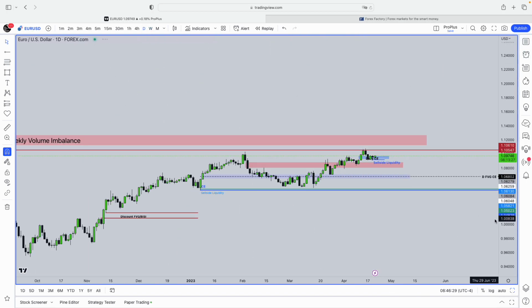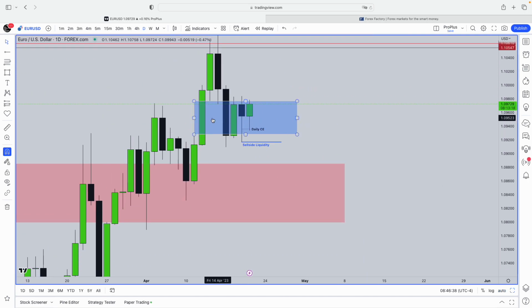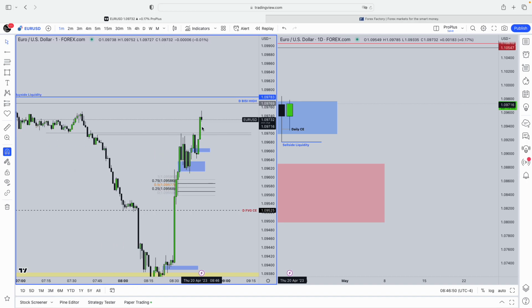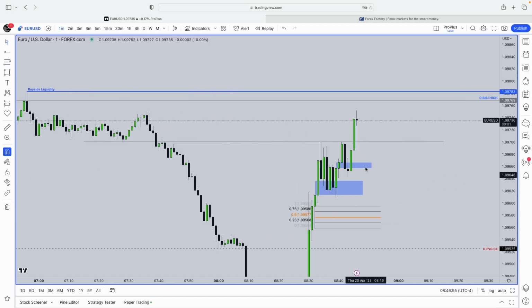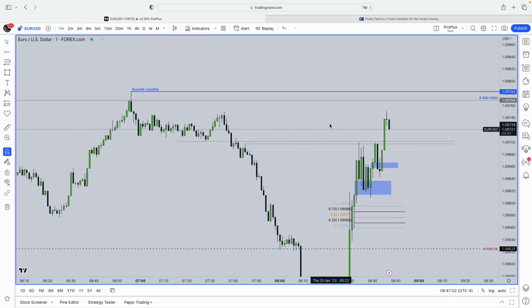We go into the daily. It's in this BISI, and it wants to break above. If we find again the consequent encroachment, which is on this one here, then price has respected this here. It's blasted through this, which shows that it is bullish, which is a good sign. And now we're seeing that price is pushing above the 15-minute fair value gap, which is good, and we're heading towards the buy side for EU here.